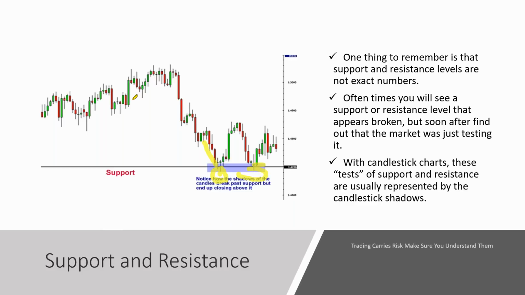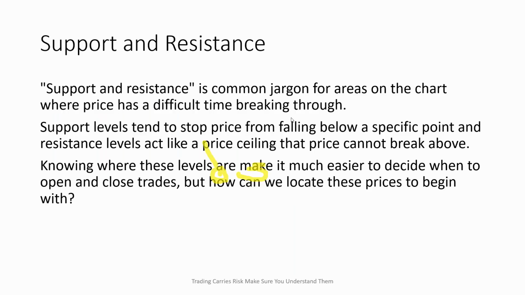So the traders are trying to test out whether they're going to keep pushing the price down or the price is going to go up. Now, support and resistance, it's just common jargon for areas on a price chart where prices had a difficult time breaking through. Support levels tend to stop price from falling below a specific point, and resistance levels are like a price ceiling that price cannot break above. Knowing where these levels are makes it much easier to decide when to open and close trades.